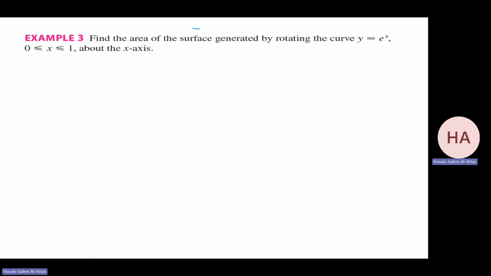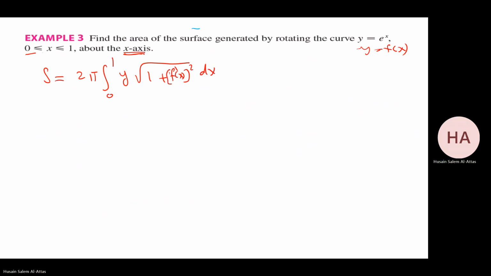Example 3, find the area of the surface. Sometimes you will get an integral which I cannot do, according to what I have. Now I have y is a function of x, and it's about the x-axis. So S will be 2 pi about the x-axis, the x values from 0 to 1, 2 pi y, y times the square root of 1 plus f prime of x squared dx.